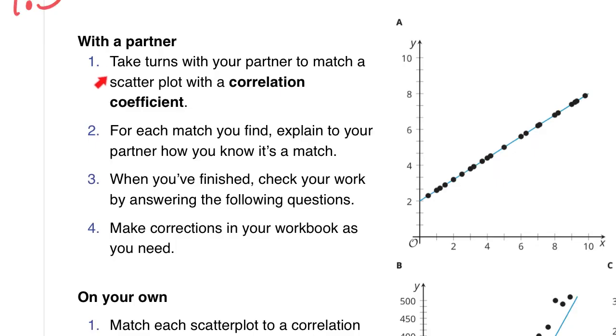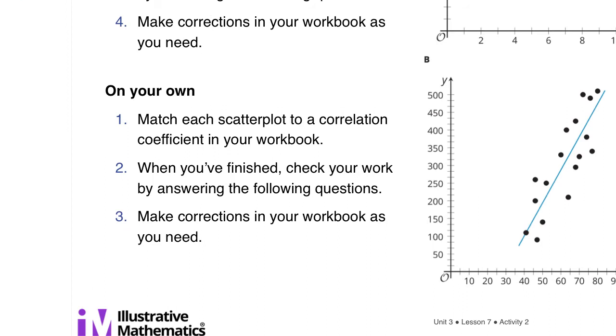If you choose to do this with a partner, take turns matching your correlation coefficients to the scatter plot and explain to your partner how you know it's a match. When you've finished, you're going to check your work by answering the questions here in Edpuzzle, and then make corrections as you need in your workbook so that you have good examples to look back at. If you're going to complete this on your own, you will be matching each scatter plot to a correlation coefficient in your workbook. Do it all in your workbook first. Then when you finish, check your work by answering the questions here in Edpuzzle and make corrections as you go.